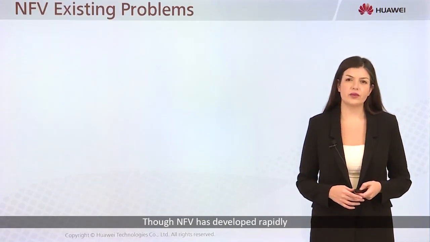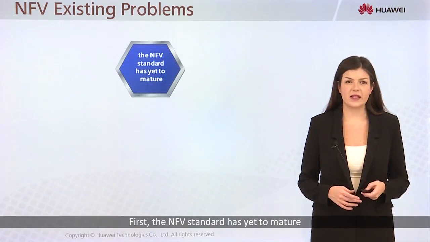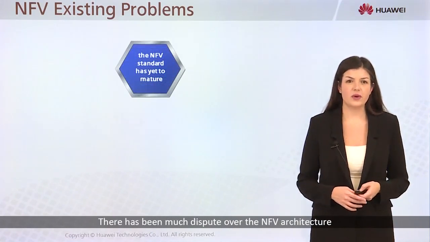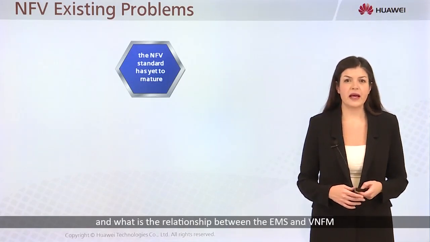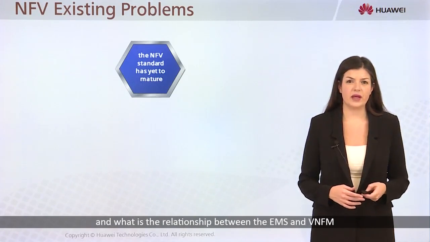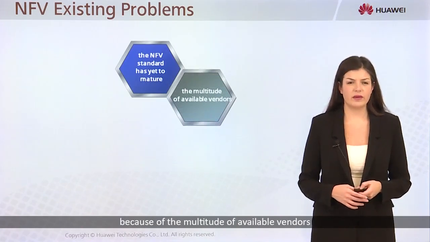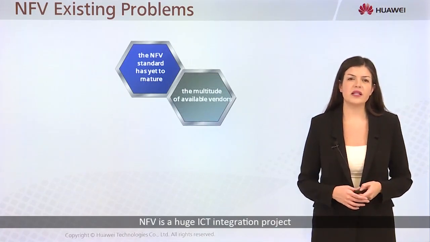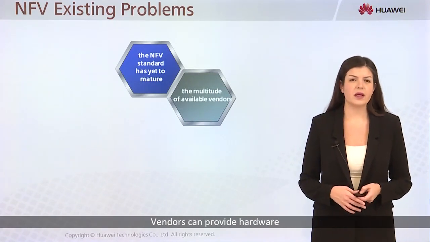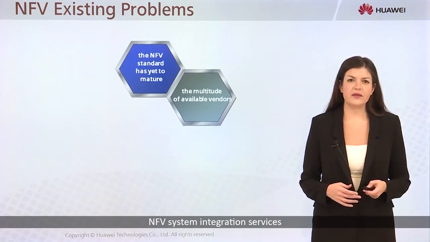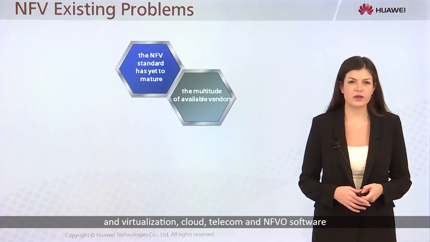Though NFV has developed rapidly, there are still some problems. First, the NFV standard has yet to mature. There has been much dispute over the NFV architecture, such as whether the NFVO is an open resource system and what is the relationship between EMS and VNFM. Second, integration is complicated because of the multitude of available vendors. NFV is a huge ICT integration project that deals with the automated deployment of service networks. Vendors can provide hardware, NFV system integration services, and virtualization, cloud, telecom, and NFVO software.